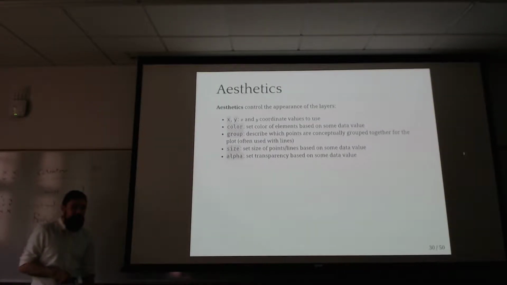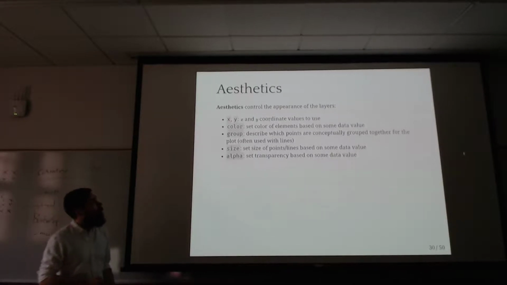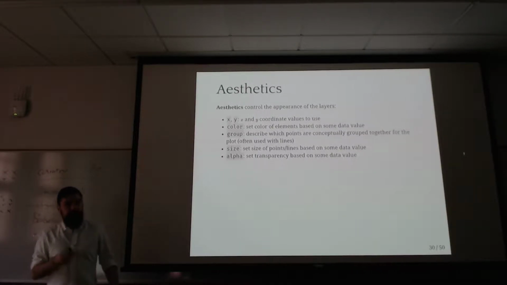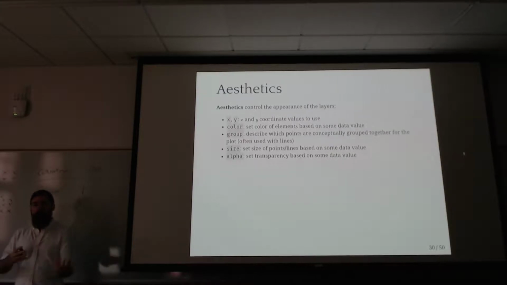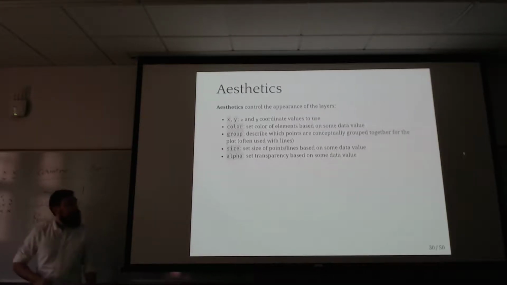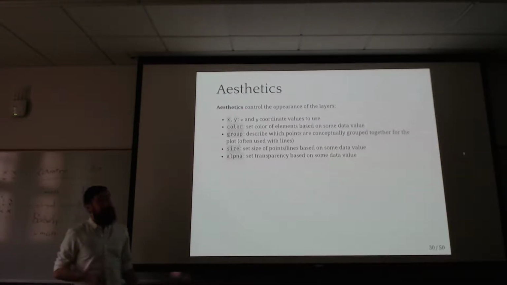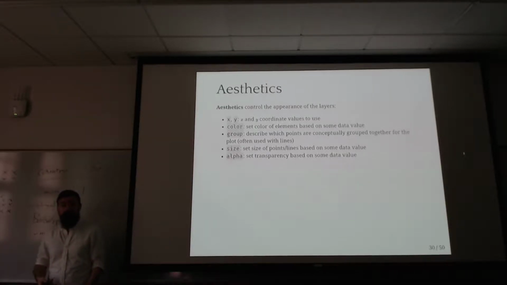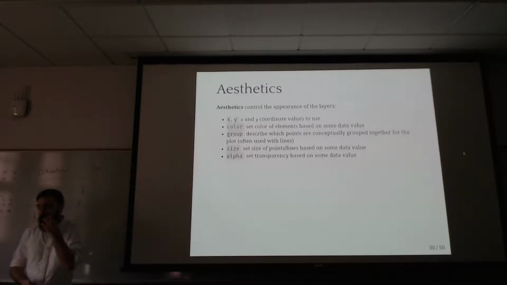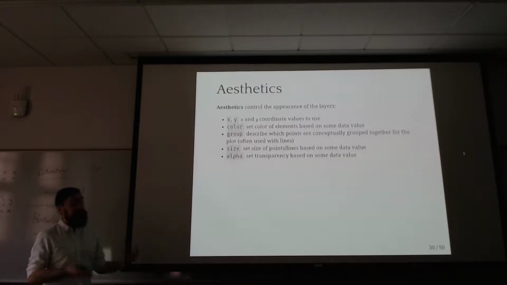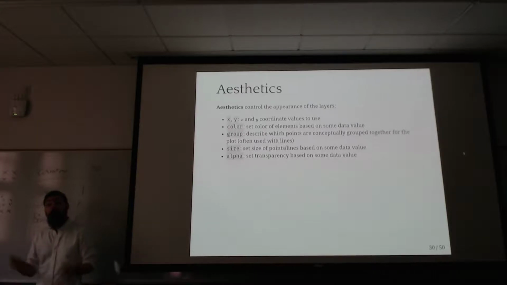Okay. Second main component of ggplots are the aesthetics. So the aesthetics control the appearance of all the different layers you use in the plot. Things like X and Y will be the X and Y coordinates, which makes sense. There's some 3D plots that will also have a Z. There's color, which will set the color of different elements based on some value in your data, or fix it to one value if you just give it one.